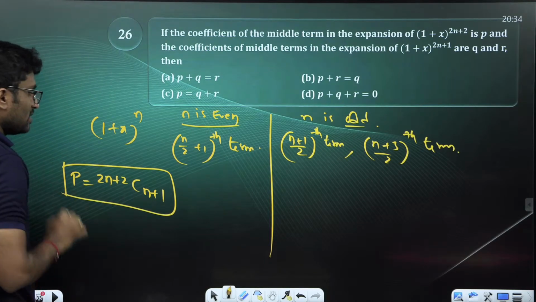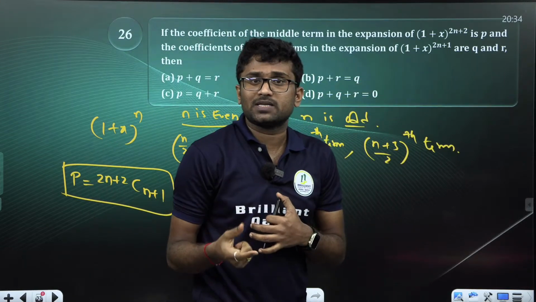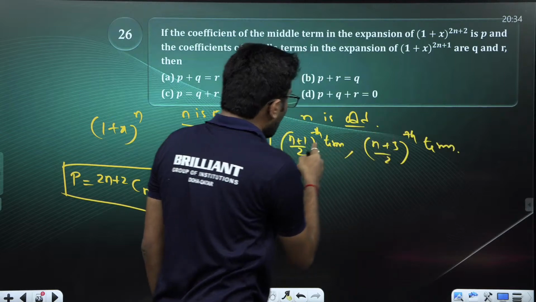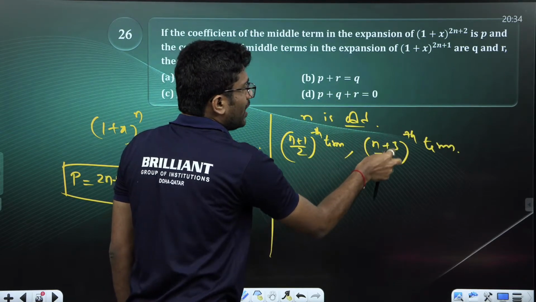Keep this aside, friends. Now let's go with (1 + x)^(2n+1). 2n + 1 is odd. Now if 2n + 1 is odd, how many middle terms do we get? Two middle terms. What are they? (n+1)/2 and (n+3)/2.